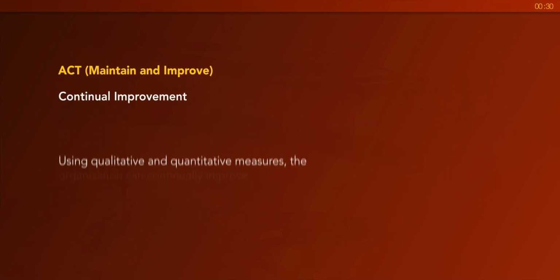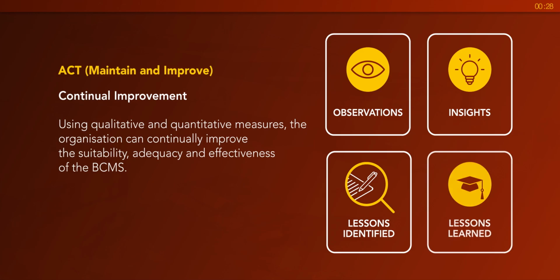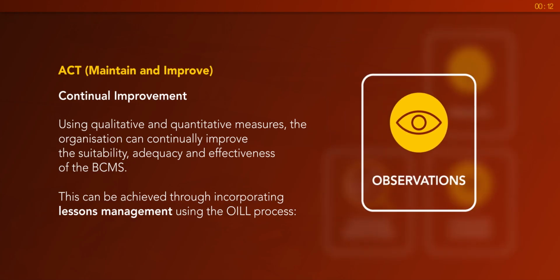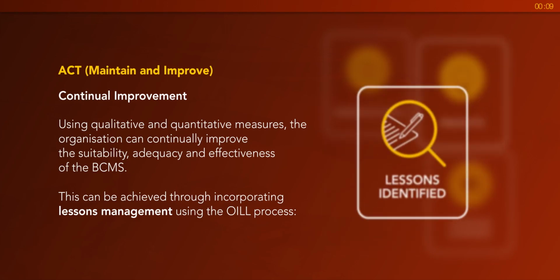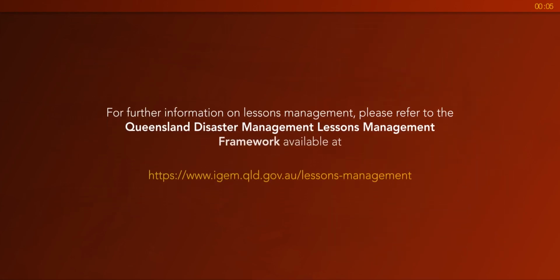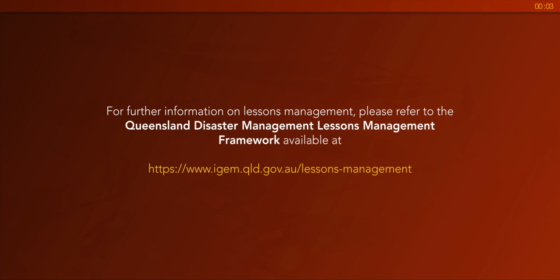Continual improvement. Using qualitative and quantitative measures, the organisation can continually improve the suitability, adequacy, and effectiveness of the BCMS. This can be achieved through incorporating lessons management using the OIL process, which consists of observations, insights, lessons identified, and lessons learned. For further information on lessons management, please refer to the Queensland Disaster Management Lessons Management Framework.